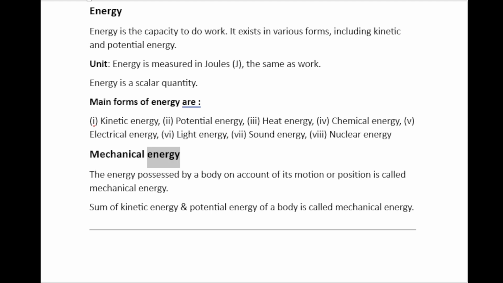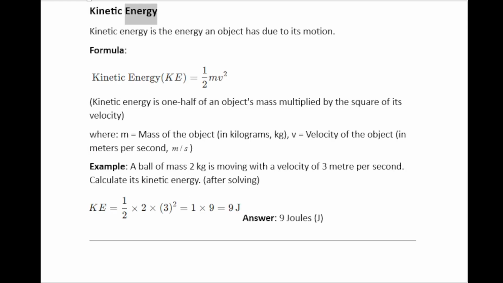Mechanical energy. The energy possessed by a body on account of its motion or position is called mechanical energy. Sum of kinetic energy and potential energy of a body is called mechanical energy. Kinetic energy. Kinetic energy is the energy an object has due to its motion.